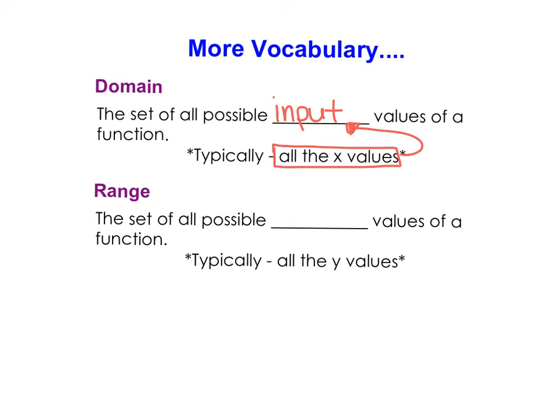input or x values. The range, on the other hand, is the set of all possible output values of a function. So typically what we're trying to find are all of the y values, all of those output values that come out of that function. So when we're finding domain and range, we're finding all of the possible x values or input values and all of the possible output values or y values.